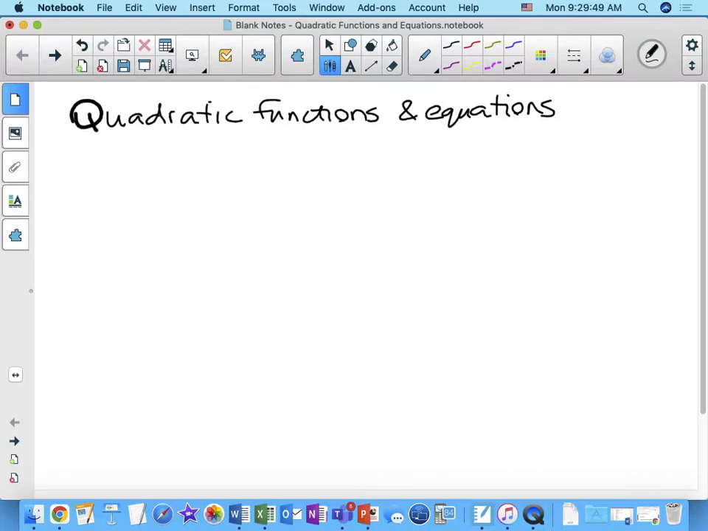Okay. Now, quadratic functions and equations. I'm just going to remind you, when you looked at linear functions last year, linear functions took the form either y equals mx plus b. Yeah, that sounds familiar. Or in function notation, f of x equals mx plus b. Yeah? Okay.